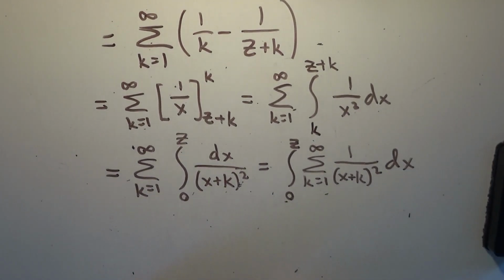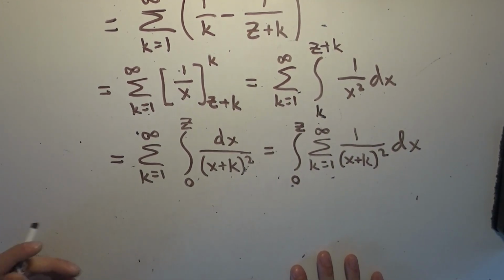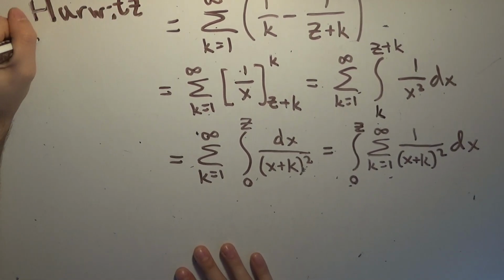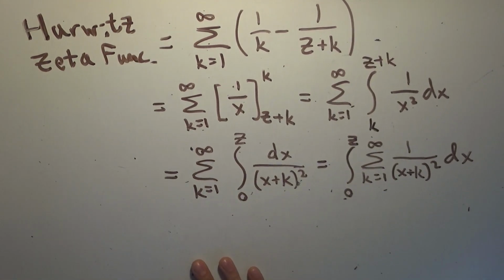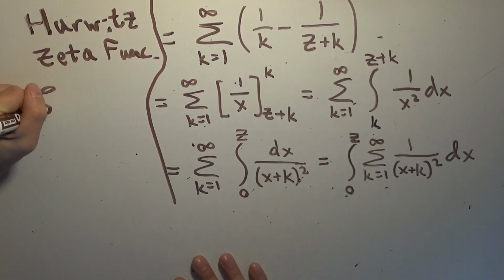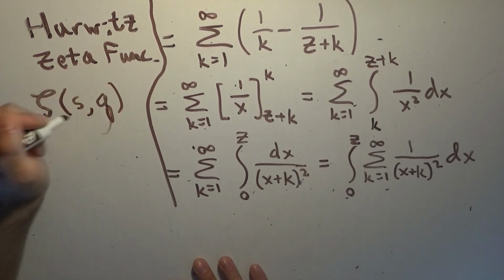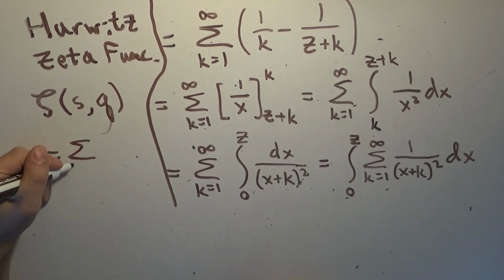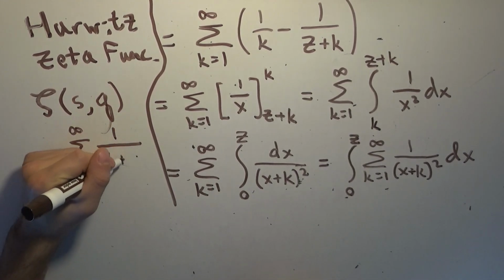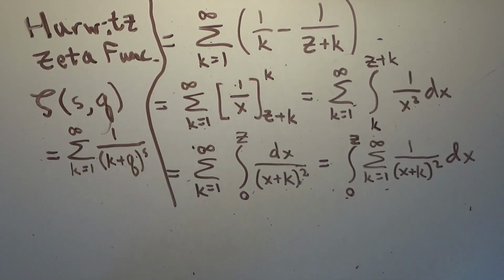So what we need to do is consult a more generalized version of the Riemann zeta function called the Hurwitz zeta function, which is simply a sort of generalization of the zeta function. So it's zeta of s comma q, where this is equal to the sum from k equals 1 to infinity of 1 divided by k plus q to the s. So it's sort of adding another parameter to the zeta function, and it behaves quite similarly to the zeta function.